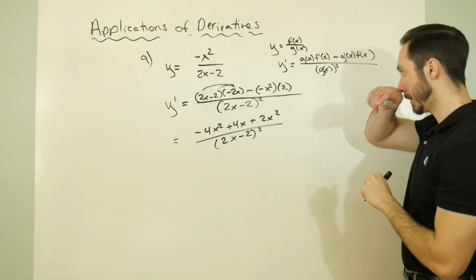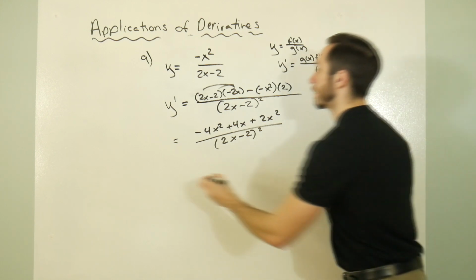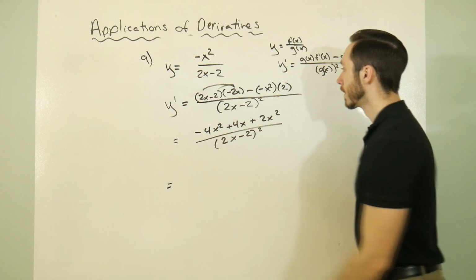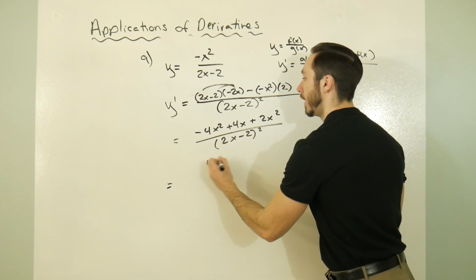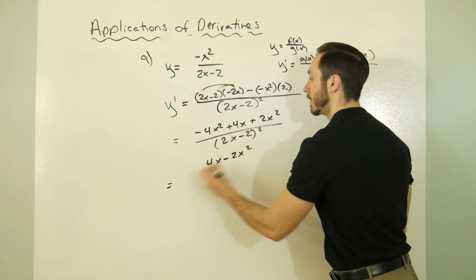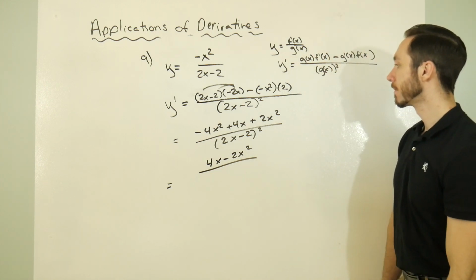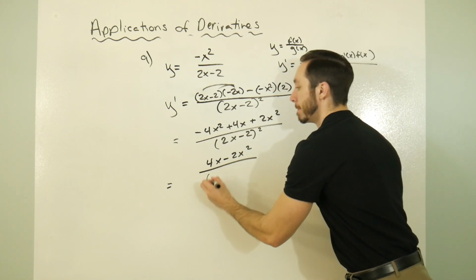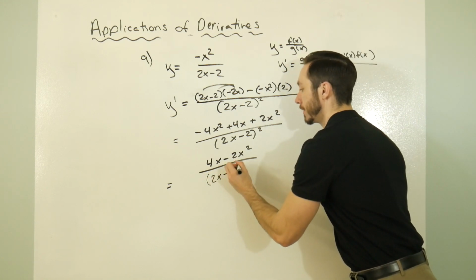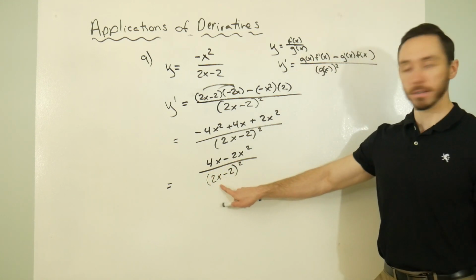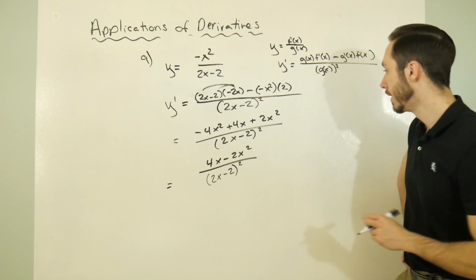Up top we end up getting 4x minus 2x squared. And yeah, I don't really care about bottom. So let's think about bottom for a second. What would cause a point of non-differentiability?